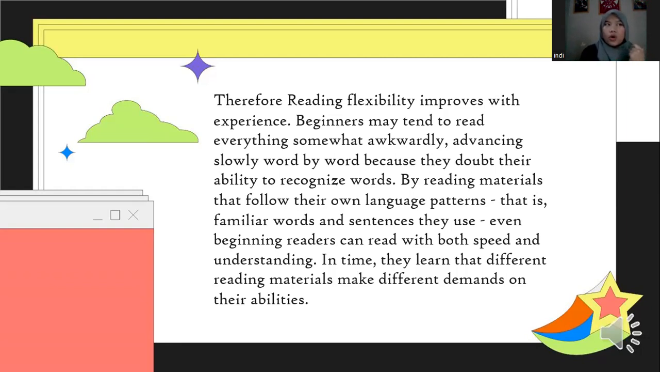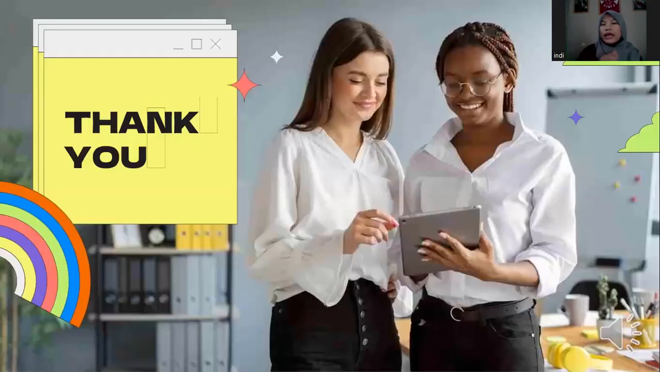Okay, guys, now you know about kinds of reading. I think that's all of my presentation about kinds of reading, and I have talked about everything about kinds of reading. Now you can know about kinds of reading.